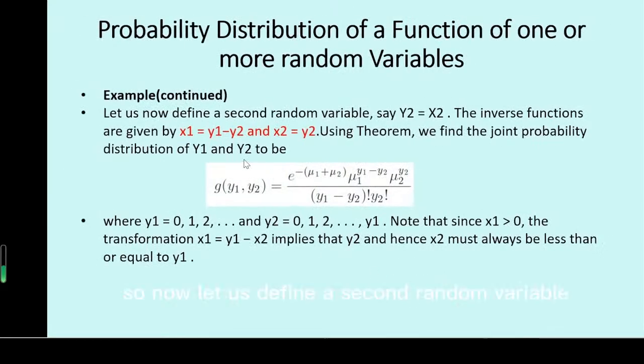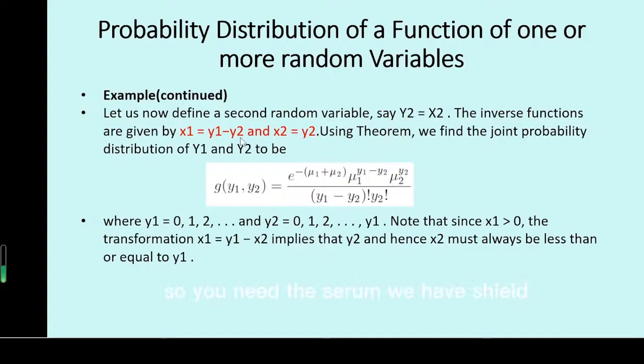So now let us define a second random variable. Say y1 equals x1 plus x2 and y2 equals x2. So the inverse functions are given by x1 equals y1 minus y2, right? And x2 equals y2. So this here marked with red is very important. We must get the inverse function of x1 and x2 in terms of y1, y2.